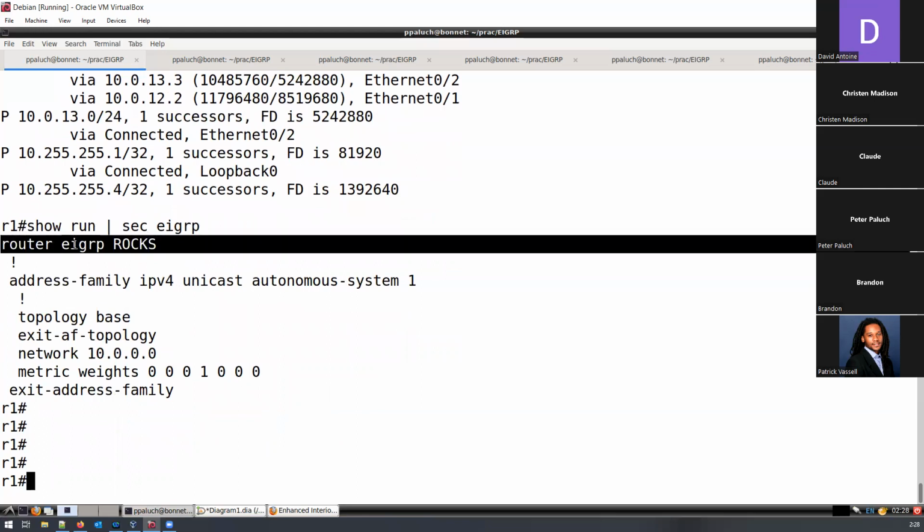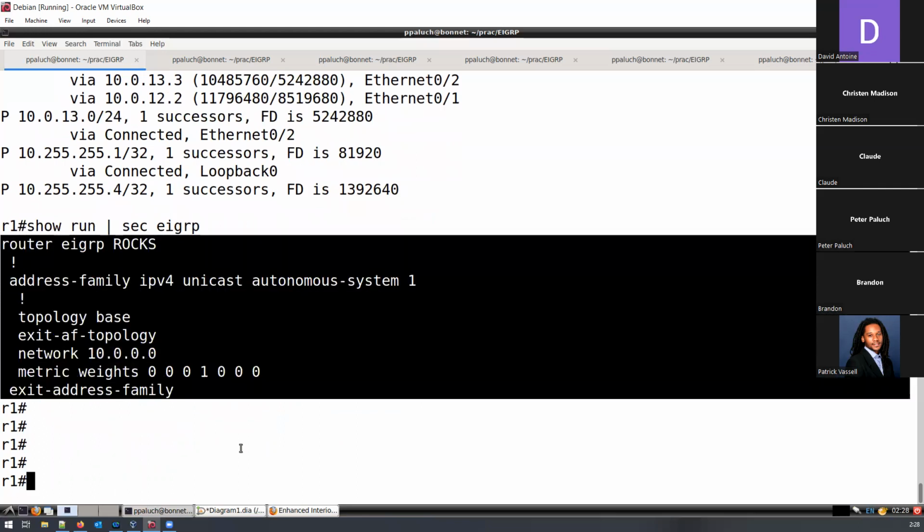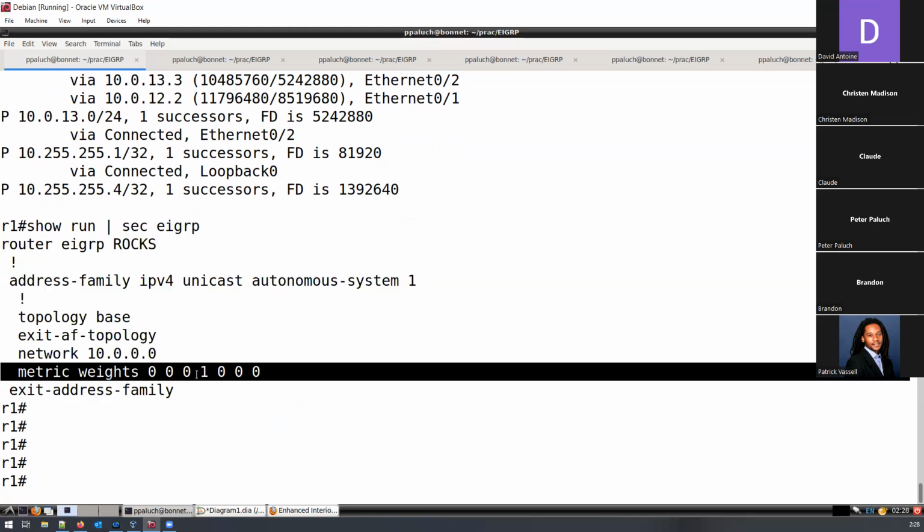I'm using the named mode for EIGRP configuration. And I have intentionally changed the K values to take only the delay into account here. I've done it for two purposes. First of all, it makes the numbers smaller because I'm not adding the bandwidth component to the overall metric.